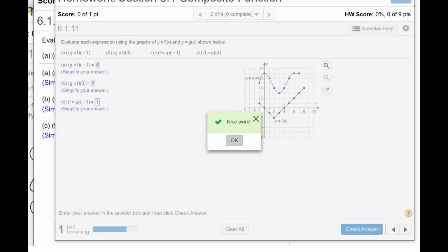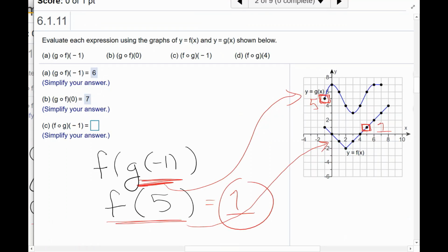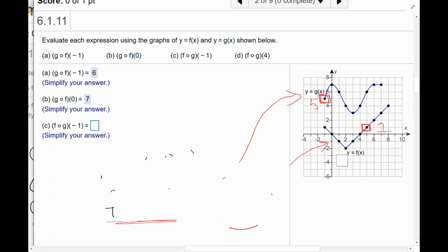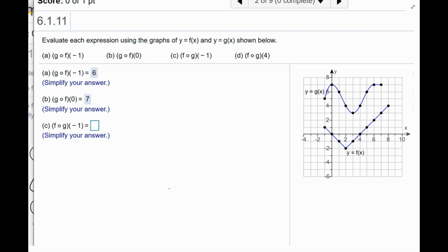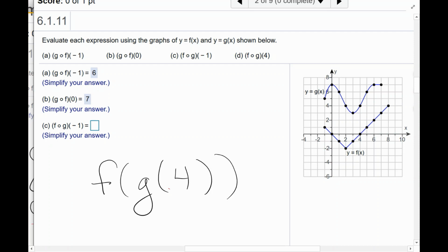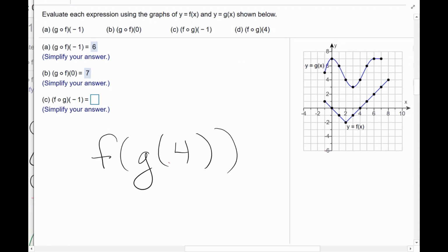Okay, one more problem because I want to go through all of them. Let me erase. Okay, the last problem says find f of g of 4. So what do I do first? What part of this problem do I do first? I do g of 4.